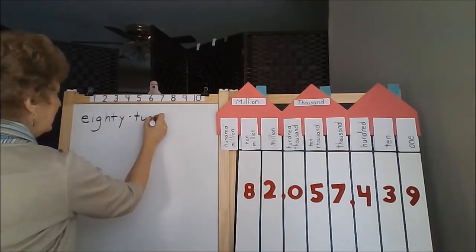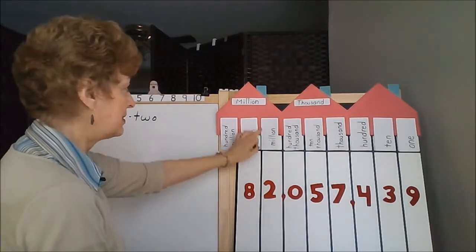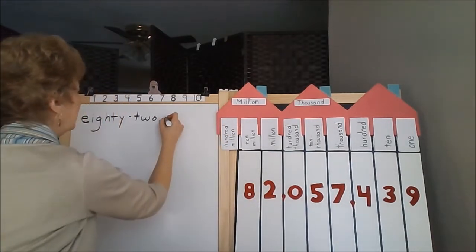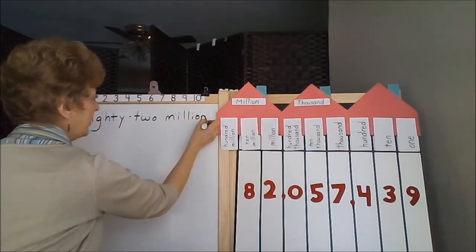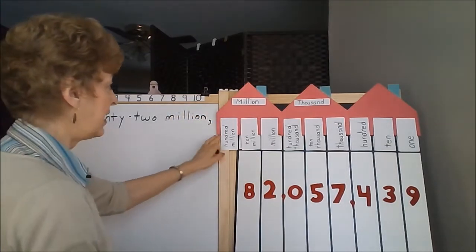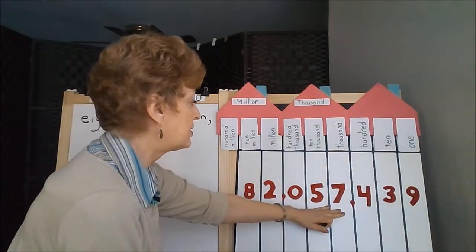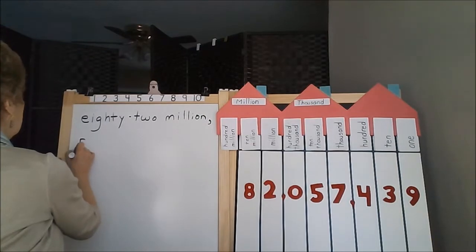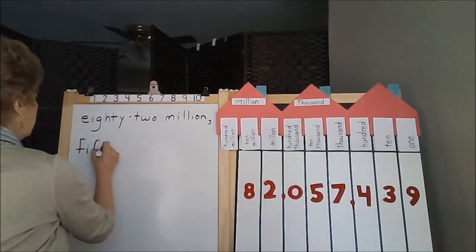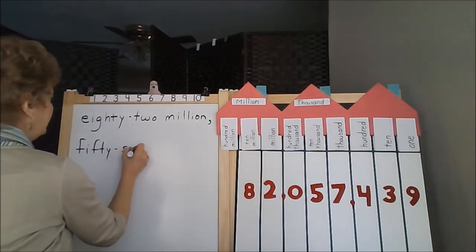82, stop and say the family name, million. Let's put our comma in to say we're in the next house. Between these two commas, we only have a 57. So 57.